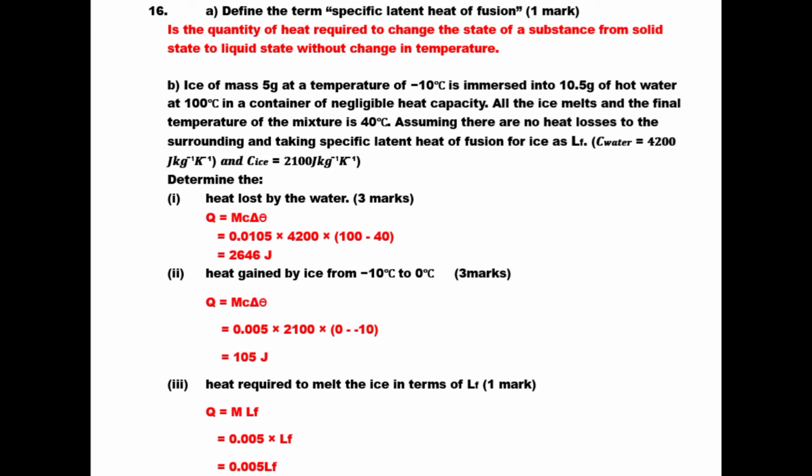Roman 3, heat required to melt the ice in terms of LF. So that means it will be given by m LF. The mass of the ice is 0.005 kilogram, that is 5 gram in SI units, times LF, which gives you 0.005 LF.